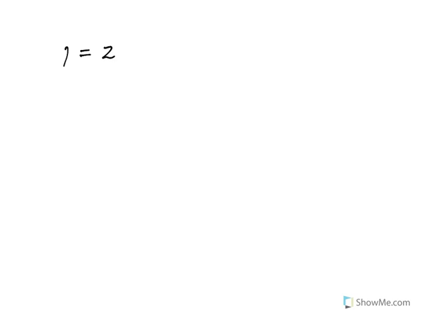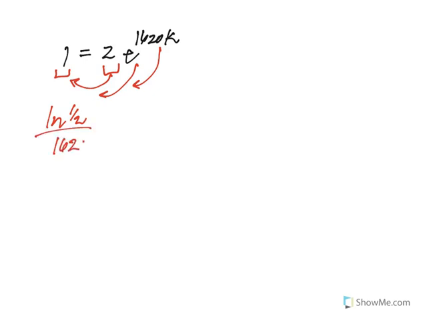I could use 1 and 1/2 as well. I could use anything as long as the eventual amount is 1/2 of my original amount. So I've got e then to the 1,620k. So remember, I'm going to divide by 2, then I'll natural log, then I divide by 1,620. So I get the natural log of 1/2 over 1,620 is equal to k.